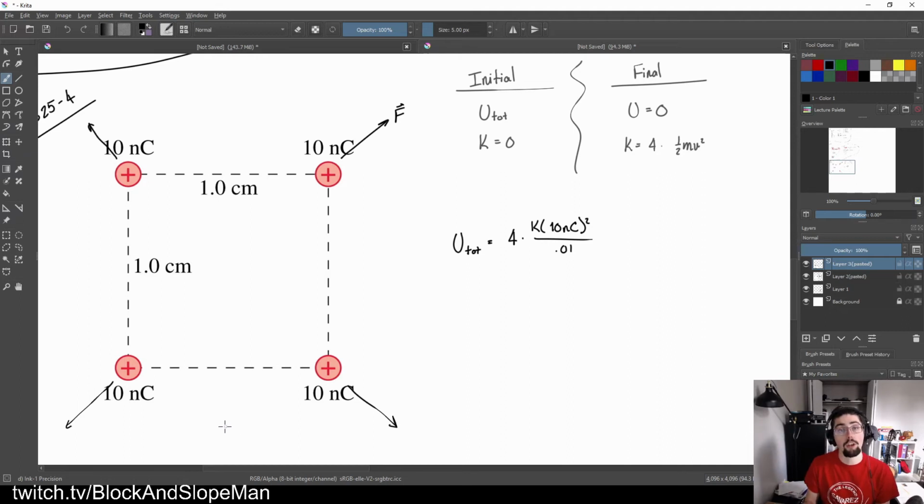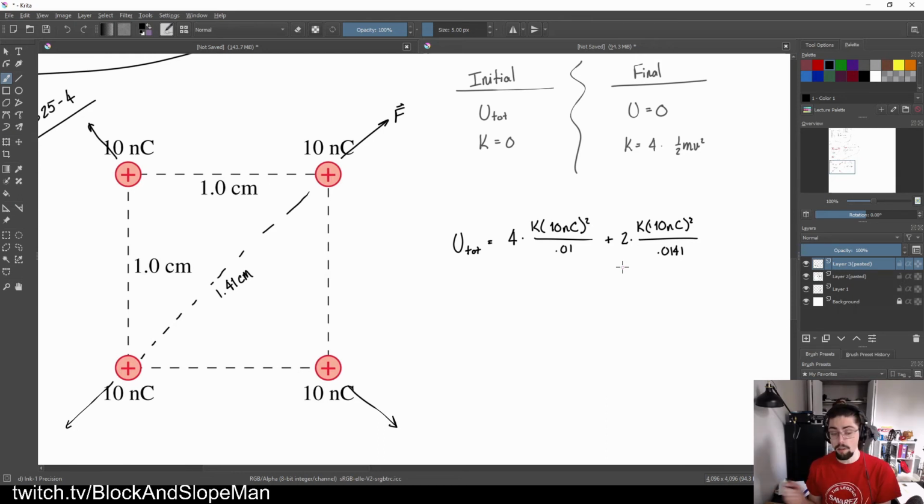Then I have my 2 diagonal pairs. I've got a triangle made out of this. This centerpiece is going to be 1.41 centimeters, or square root of 2 centimeters. And I've got 2 diagonals. So what's that potential? K times 10 nanocoulombs squared over 0.0141. 2 of those. Make my life a little bit easier, right?